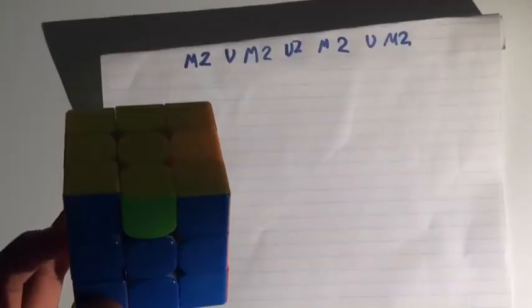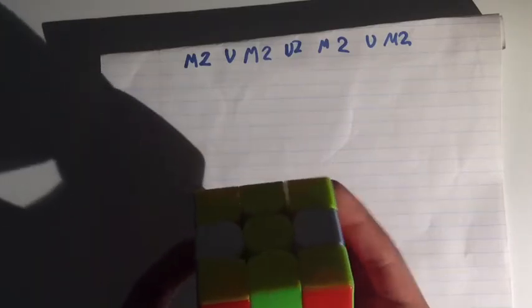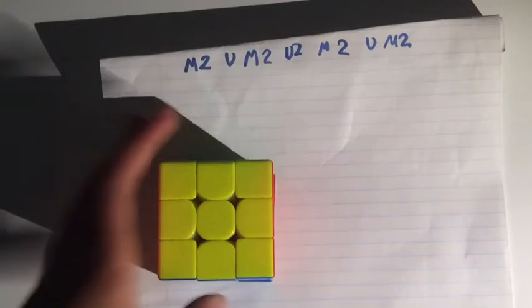Now, if you look around the cube and you don't have a side solved, but there's just opposite colors everywhere, that means you have this case. So you do the algorithm known as the H-perm. The algorithm goes like this. M2, U, M2, U2, M2, U, M2. And that will solve that case.